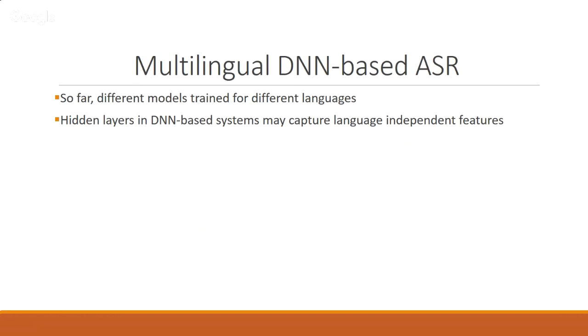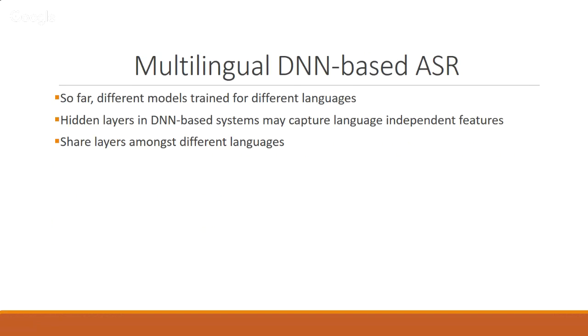But what some people said was that these hidden layers that are there in these DNN-based systems may actually capture language-independent features. And since these are language independent, we could actually reuse them across languages. We could share this, and that may help with data scarcity, those kinds of problems that may be there for low-resource languages.